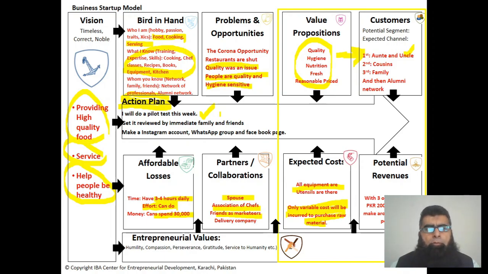So, my dear friends of the Entrepreneurship Online course, we would like you to also develop a similar startup model in your area of your bird in hand and affordable loss. Try to find a problem and opportunity, and in the next few weeks, come up with an action plan with a pilot test.